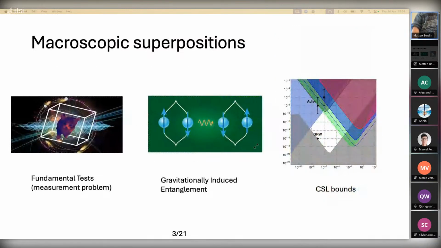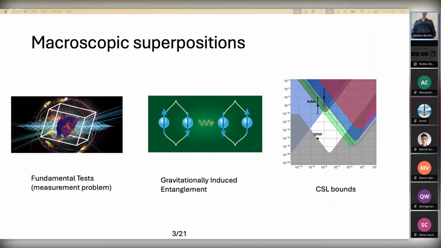Now, what I'm going to talk about mostly is macroscopic superpositions. First of all, why are macroscopic superpositions important? First of all, it's for fundamental tasks, like the measurement problem. I found this image, which I surely generated, that I love. It's the so-called Schrödinger cat stuff.